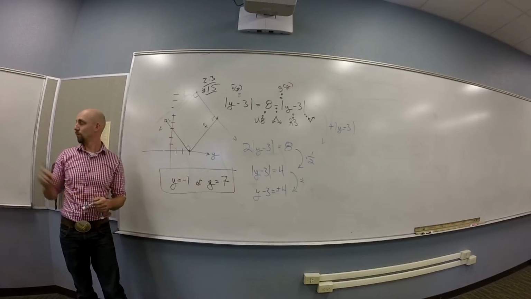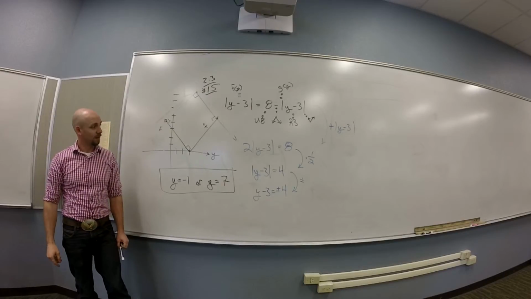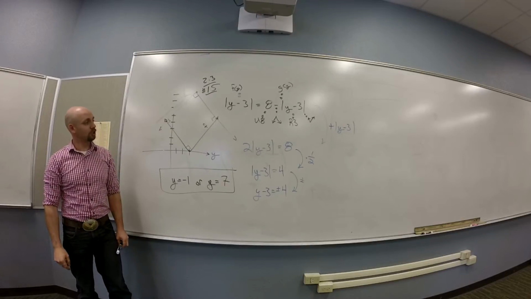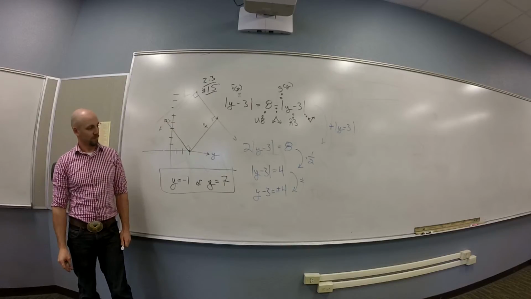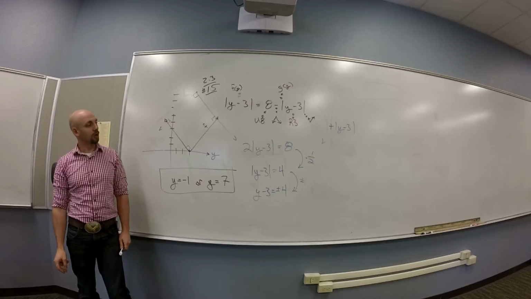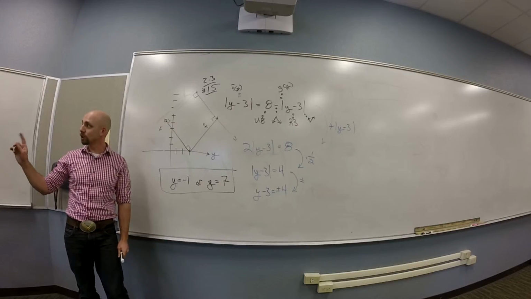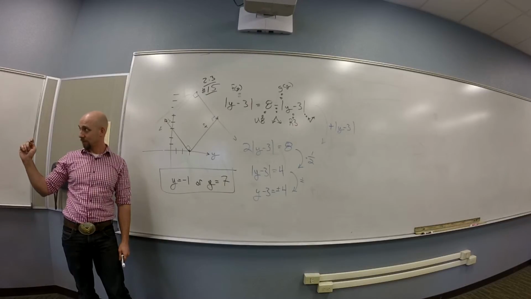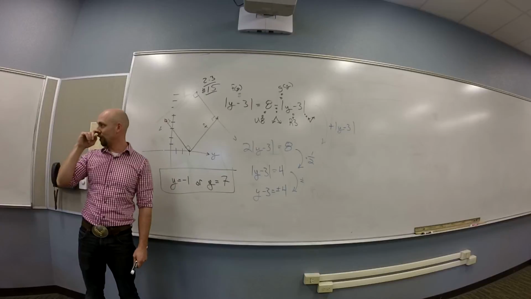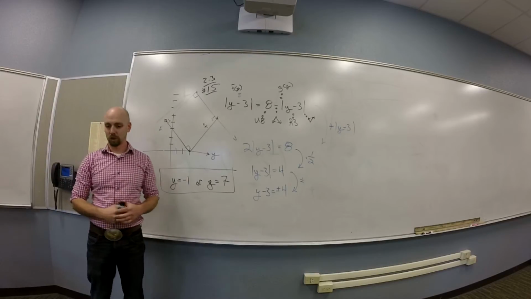Can I distribute the 2 and still have the same answer? I got 2y minus 6 equals 8, and then 2y equals 14, and 2y equals negative 2. Yeah, so you can do that. It is legal to distribute a number into an absolute value so long as the number is positive. If you try to distribute a negative number in there, it'll mess everything up. Can we do 21? Sure.